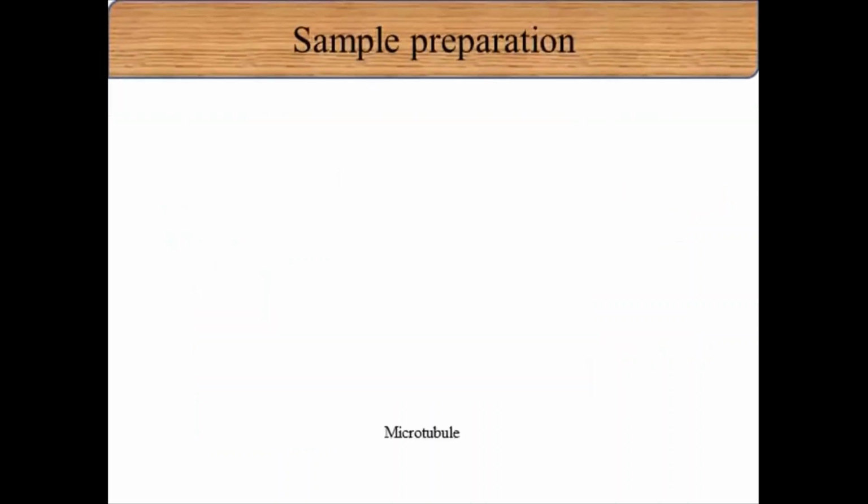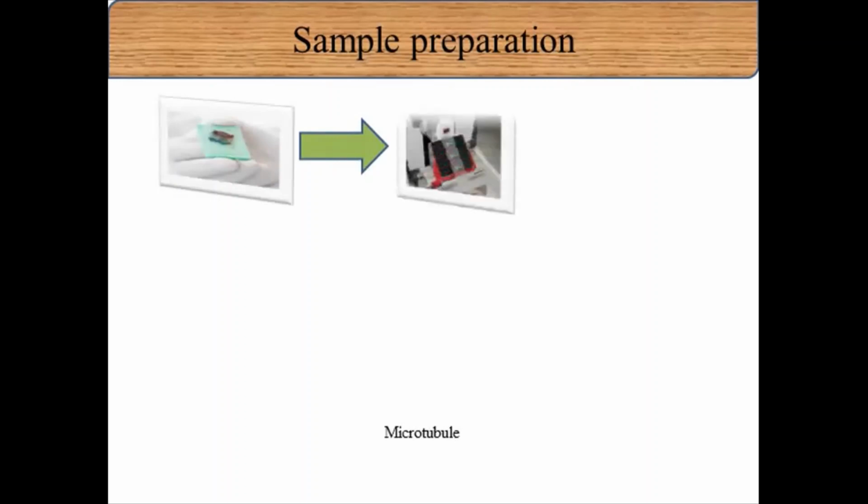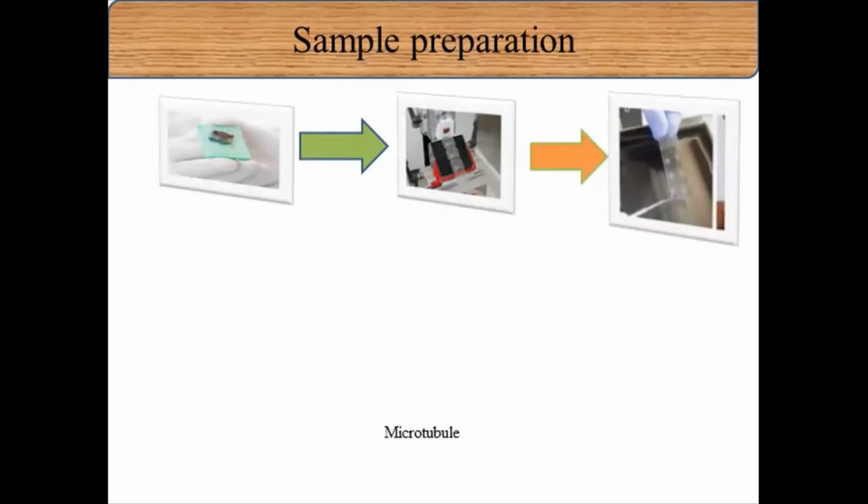Sample preparation. Target tissue is embedded in paraffin wax. Very thin slices are prepared through an instrument called a microtome. The thin slice is transferred to a clean glass slide. After transferring, the wax is removed with the help of a de-waxing agent. The slide is ready for staining.